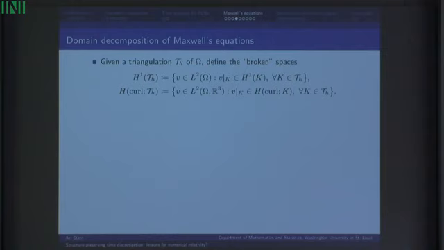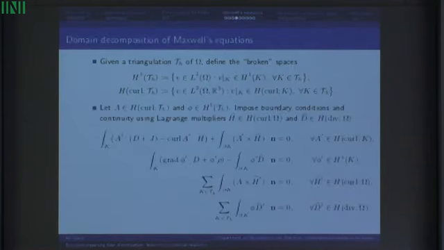So given a triangulation of the domain, I'm going to define the broken H1 and H curl spaces as follows. These are basically the spaces of functions and vector fields that are not necessarily in H1 or H curl on the entire domain, but only on each triangle, and they can be discontinuous between different elements. So these are discontinuous H1 and discontinuous, or piecewise, H curl.